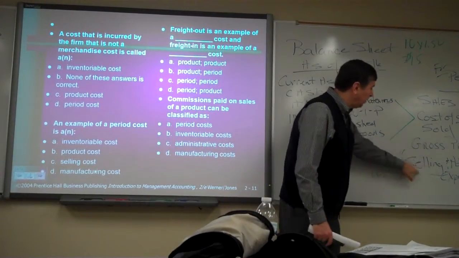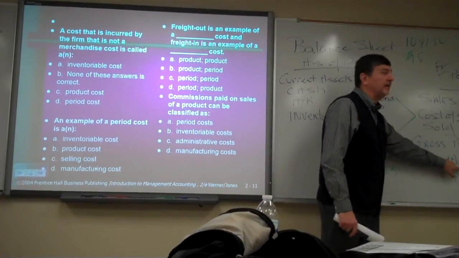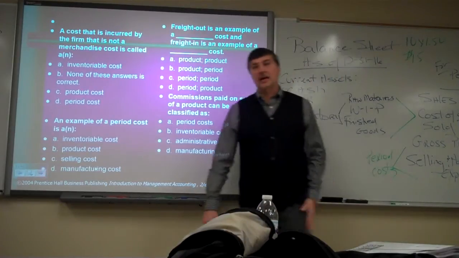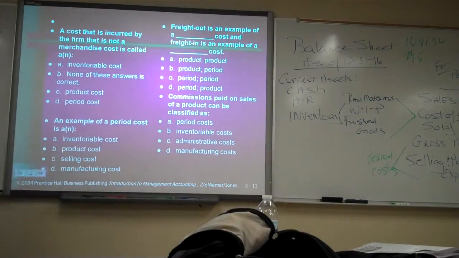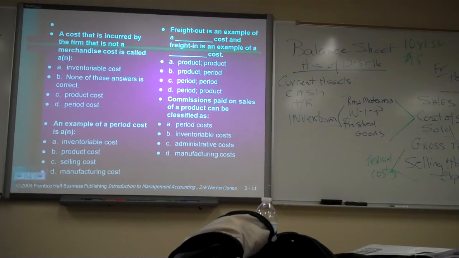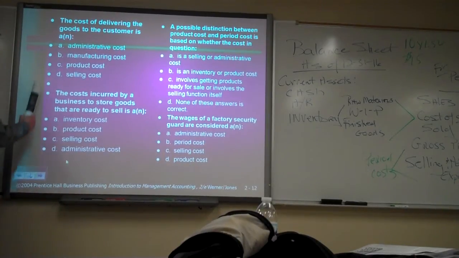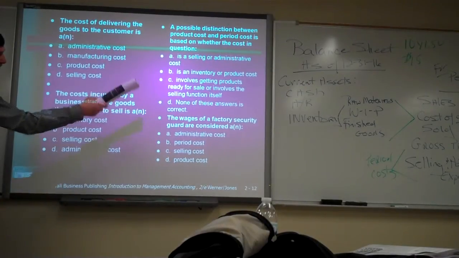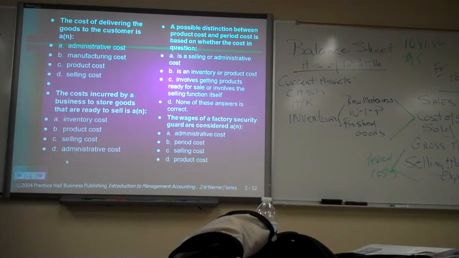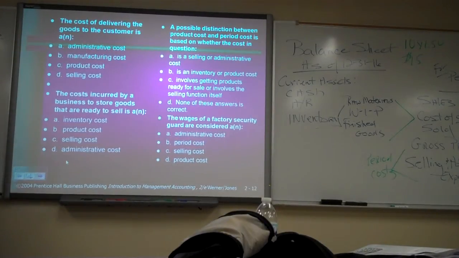Because it's a selling cost. It is not administrative, it's a selling cost. So right beside period cost, in parentheses, put selling. It's a selling expense. The cost of delivering the goods to the customers, a lot of these on here, is a selling cost, and that's a period cost. There are different ways to categorize different costs. We need to know both ways.